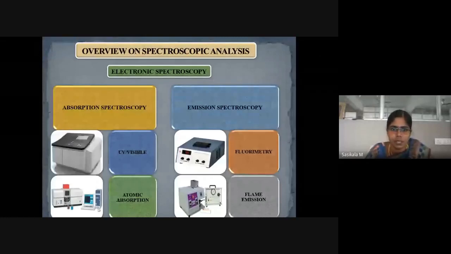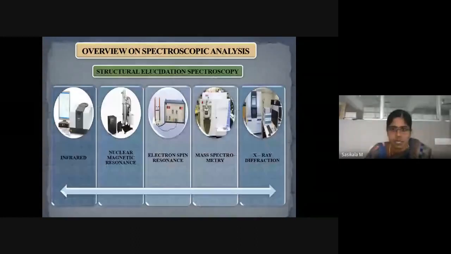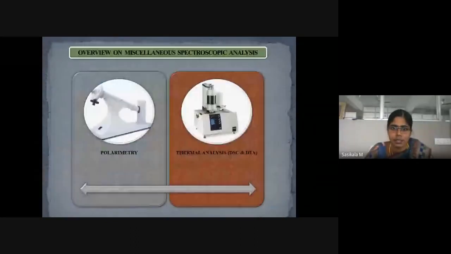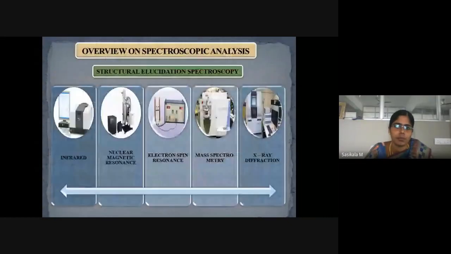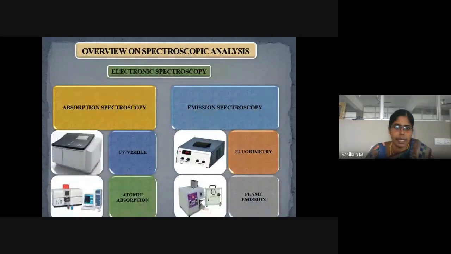Okay. So first portion is electronic spectroscopy. And the second category is structural elucidation spectroscopy. And third is miscellaneous types. In that, miscellaneous spectroscopic methods. First, let's see about electronic spectroscopy.